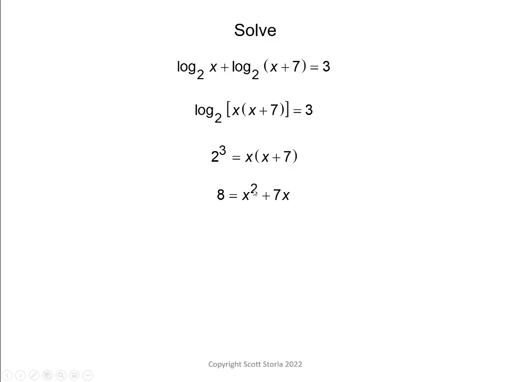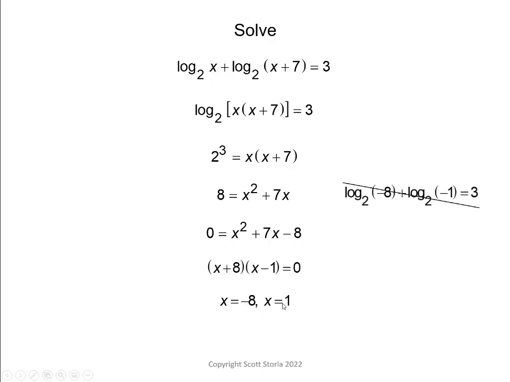Now I have a quadratic equation, so I could use the quadratic formula or the zero product method. In either case, I have to subtract 8 from both expressions in order to get equal to 0. And looking at this trinomial, I'm going to try guess and check. And I see that it's x plus 8, x minus 1. And that gives me the answers negative 8 and 1. Unfortunately, if I go back and put negative 8 in here or here, I end up taking the log of a negative number. And so this answer is out. On the other hand, 1 looks fine, and sure enough, the check looks good.